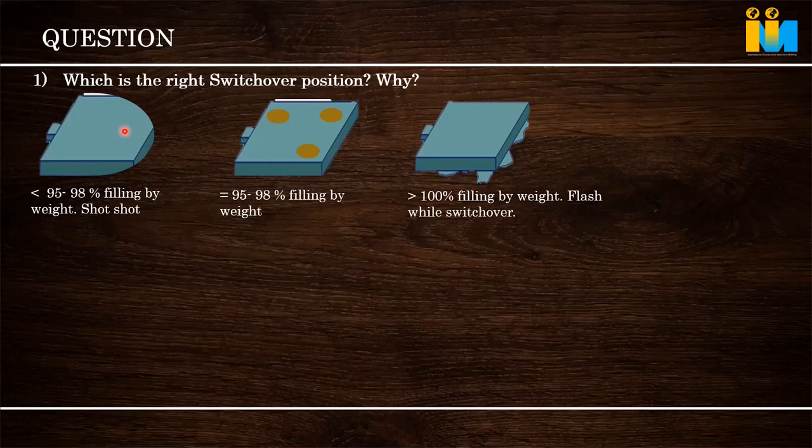If you are continuously applying locking tonnage, then you will incur a higher power cost. You cannot afford that. So we require locking when the switchover is happening, at the right time. If we are switching over beyond 100%, flash will come beyond 100% of the part. Then we are locking it, and then we cannot remove the flash. That's why.